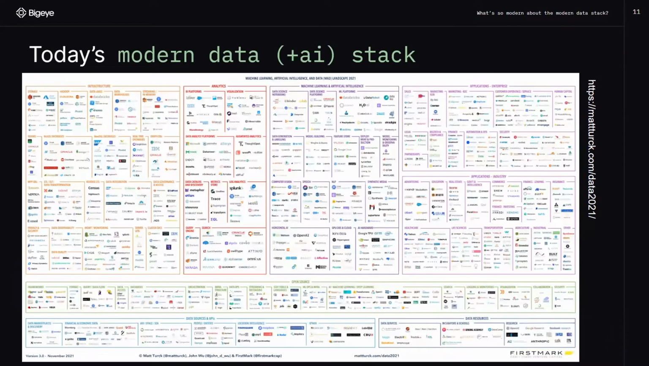This is Matt Turck's MAD stack, or modern data and AI stack. And frankly, this is an eye chart. There are so many different categories and many companies in all these places. Just the heterogeneity that you have to deal with has become impossible, frankly. And this is last year's. He hasn't come up with a new version of it yet, but many things, many categories here.